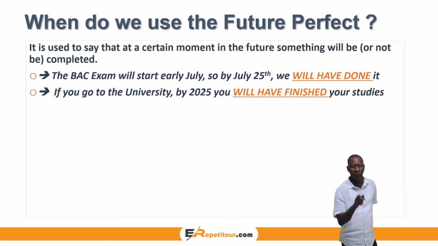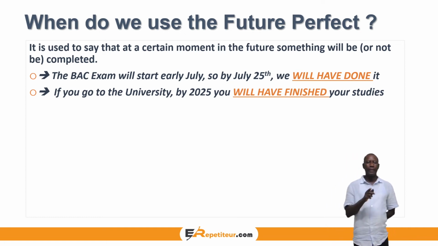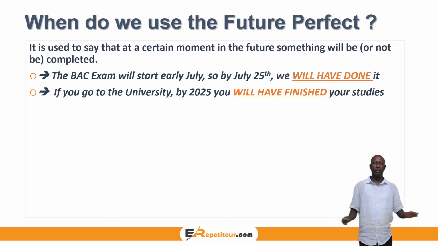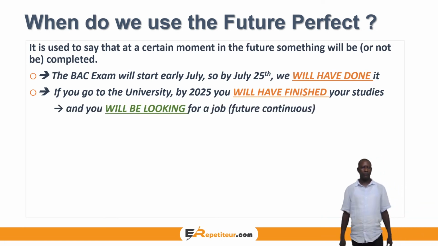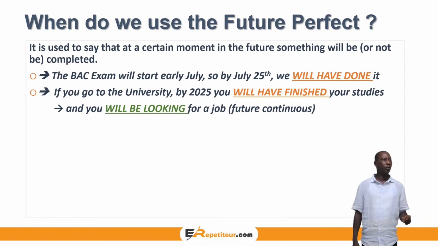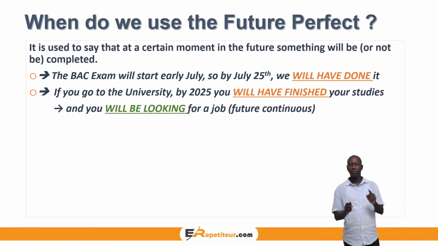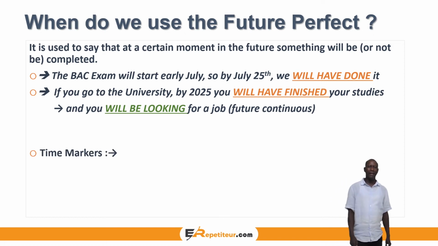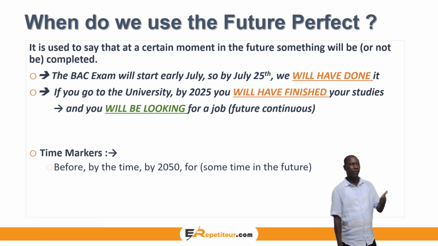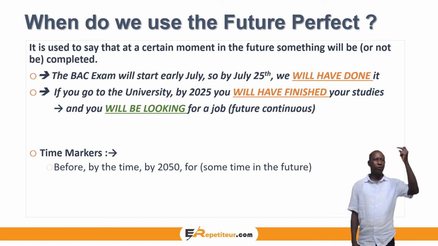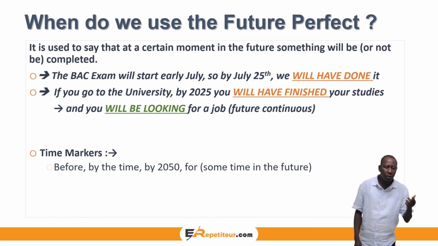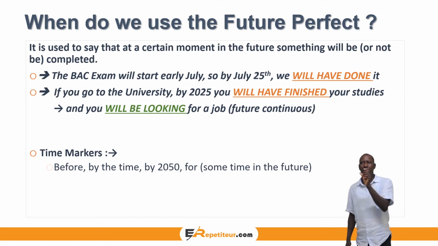If you go to the university, by 2025, you will have finished your studies. And you will be looking for a job. Time markers for the future perfect: before, by the time, by 2050, for example, but for with some time, with a moment in the future.